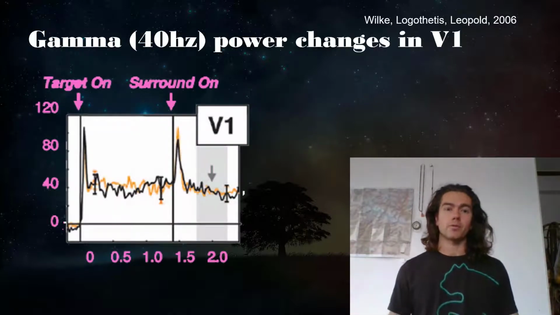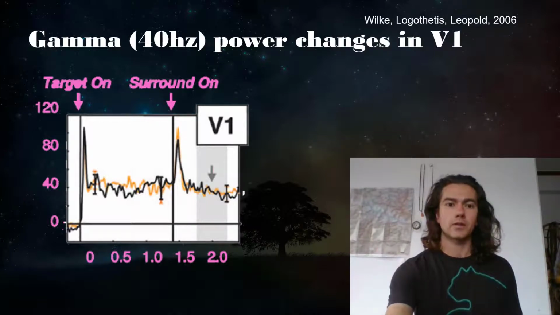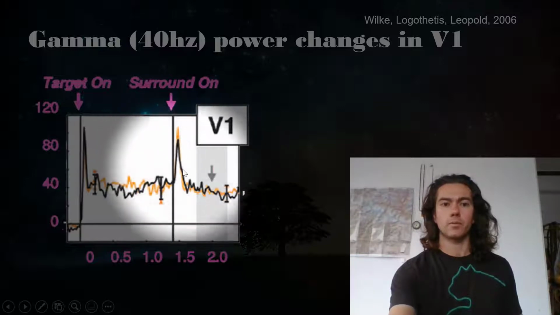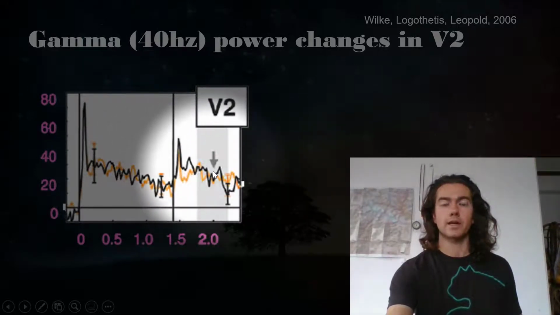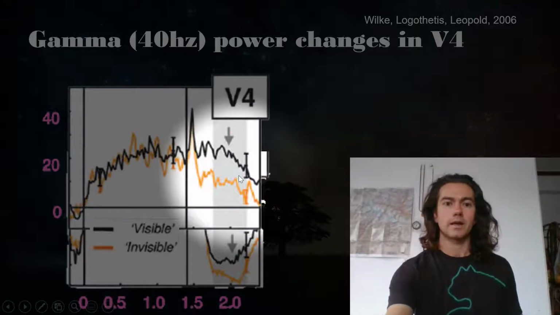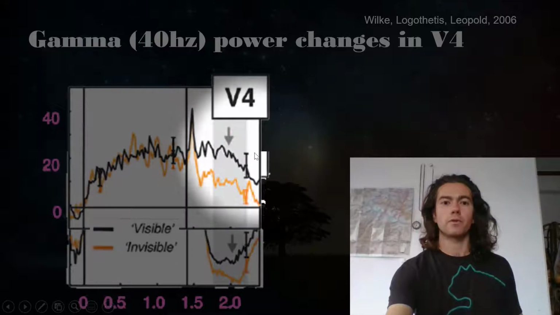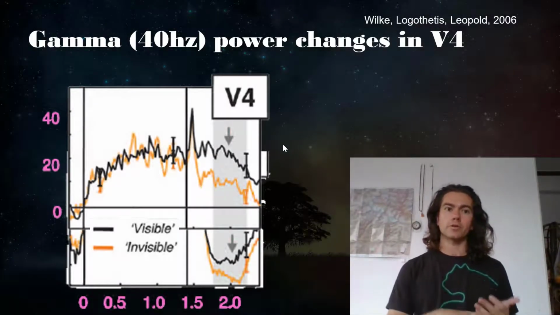So let's take a look at gamma, which moves at about 40 cycles per second. And now we see something that looks a lot more like what we saw with the spiking activity. No change in V1. So whether something is visible, shown in the black line, or invisible, shown in the orange line, no difference. And then V2, same story, just like we saw with the spiking activity, no difference. And now V4, we can see a big modulation. So V4 has a big modulation with spiking activity and also with gamma.